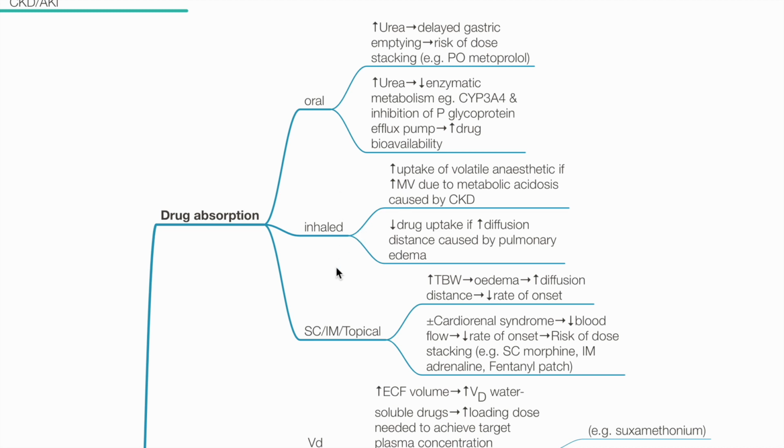For drugs administered via subcute, IM or topical route, increased total body water leads to edema, increased diffusion distance and reduced rate of onset. Cardiorenal syndrome reduces blood flow to tissues. This reduces rate of onset and risk of dose stacking, such as for subcute morphine, IM adrenaline and fentanyl patches.